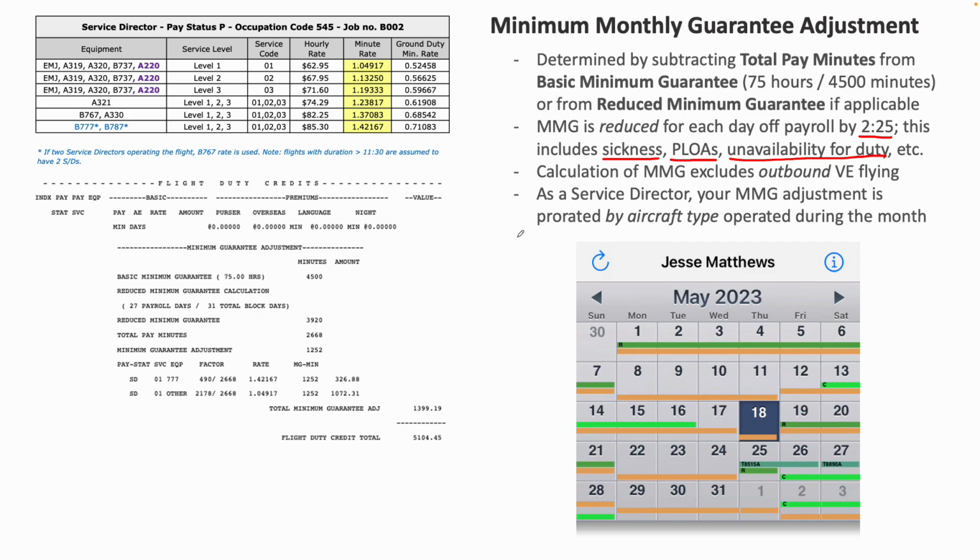As a service director, your MMG adjustment is prorated by aircraft type operated during the month. So what does this mean in practice? This means that because you are paid by aircraft type, if you fly a portion of your flight time in a month on, say, a 787, and then the rest of your flight time on narrow-body aircraft, that creates a ratio of what kind of flying you did through the month, and that same ratio is used to pay your top-up. So there's a little bit more math involved, but that can get you some extra money in your top-up when you don't complete your flying hours for the month.